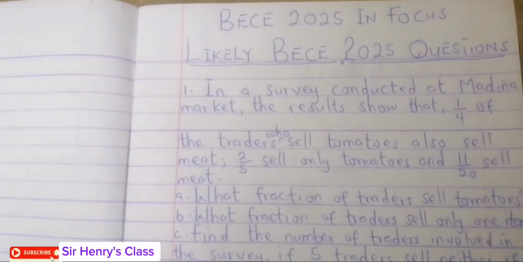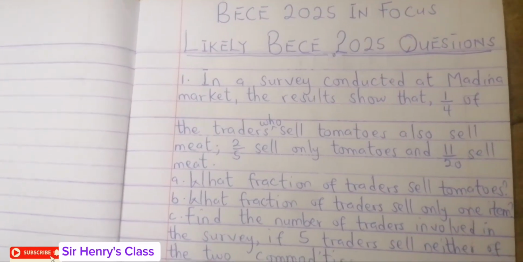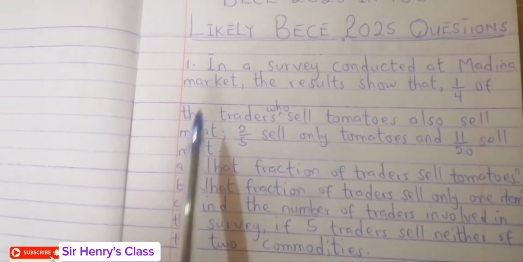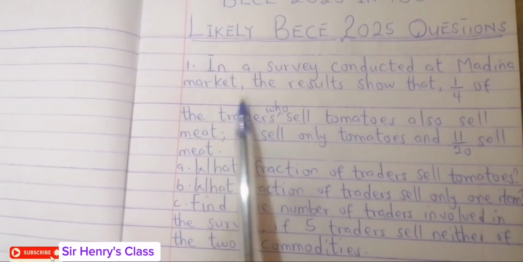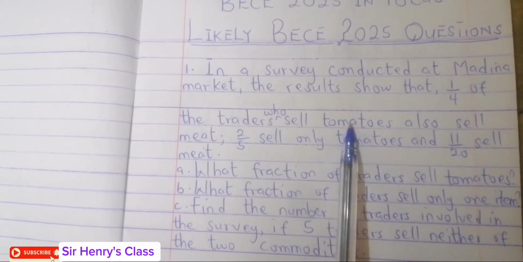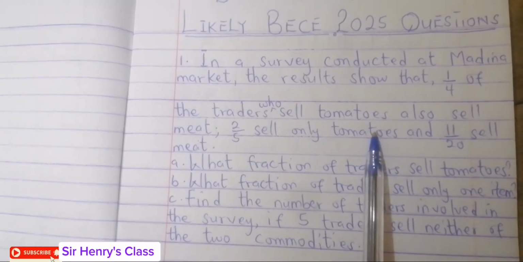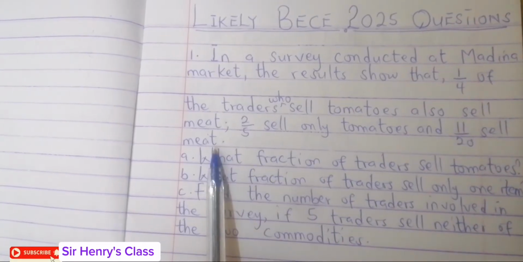So now this is BECE 2025 in focus. The first question reads that in a survey conducted at Medina Market, the results showed that 1/4 of the traders who sell tomatoes also sell meat. 2/5 sell only tomatoes and 11/20 sell meat.